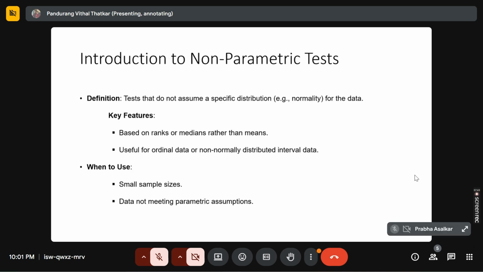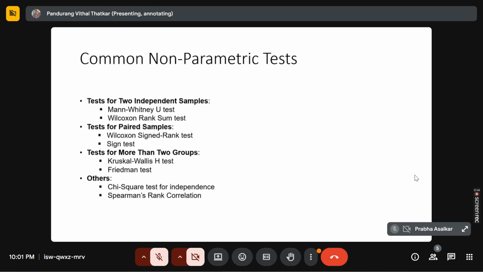So non-parametric tests are useful in case of small sample sizes or when data do not meet parametric assumptions. The commonly used non-parametric tests of significance are the Mann-Whitney U test, which is used when we have two independent samples, or we can use the Wilcoxon rank sum test. For paired sample data, we can use the Wilcoxon sign rank test or sign test. Whereas for more than two groups, in case of parametric, we use ANOVA. Here we can use the Kruskal-Wallis H test, also called Kruskal-Wallis ANOVA.